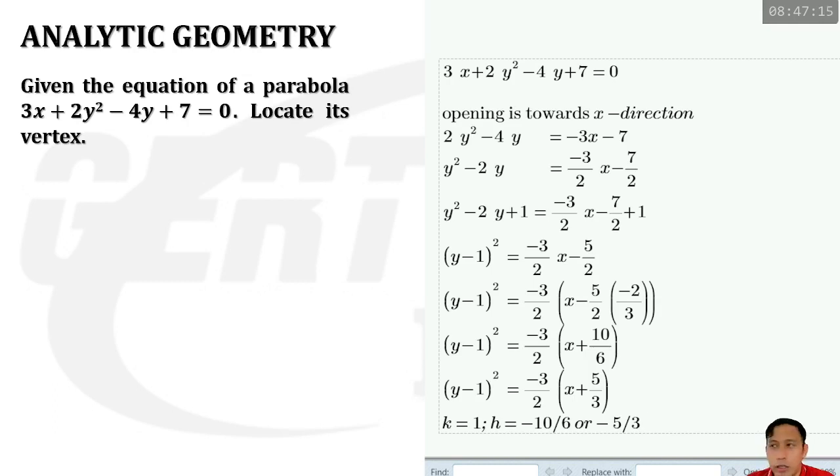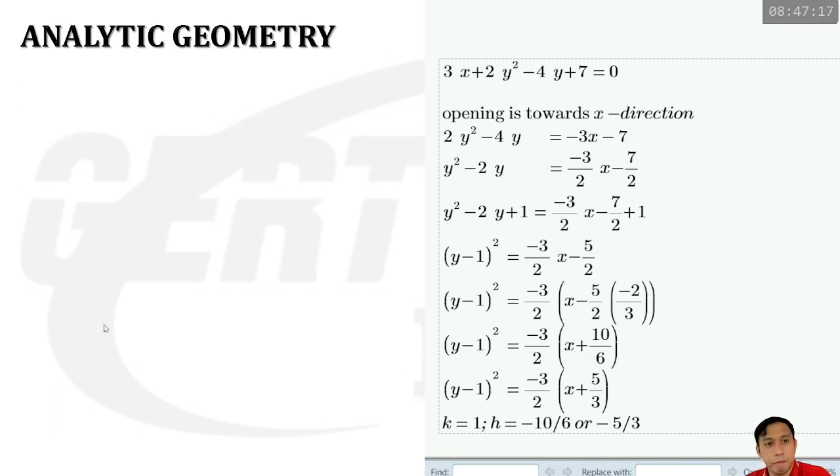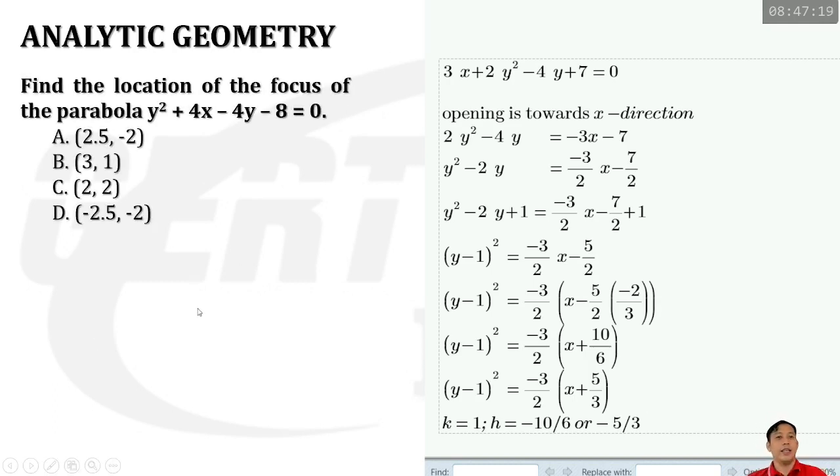Pero how about if ito yung pinapahanap? Eh, focus. Kayo naman. I want you to try solving this. Find the location of the focus of the parabola. Okay, go. Sige, everyone. Bigay ako ng choices.